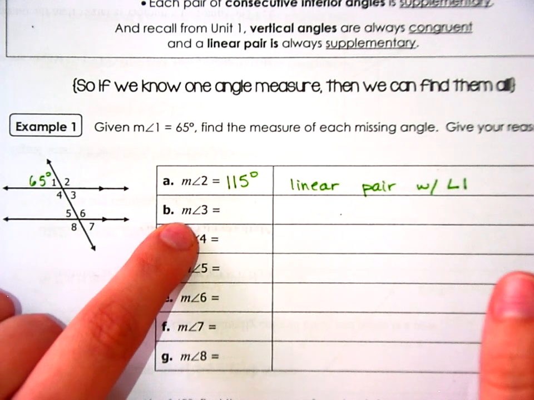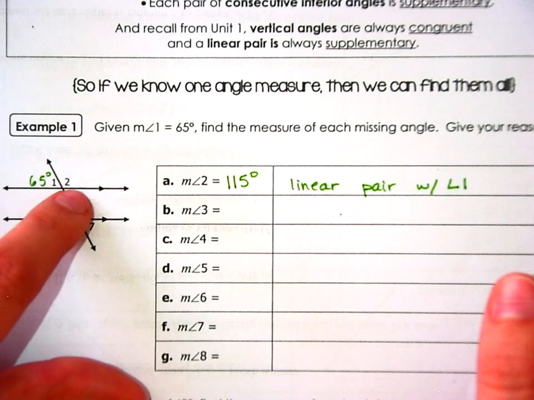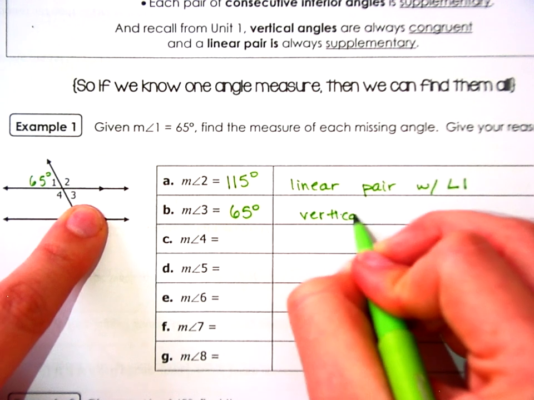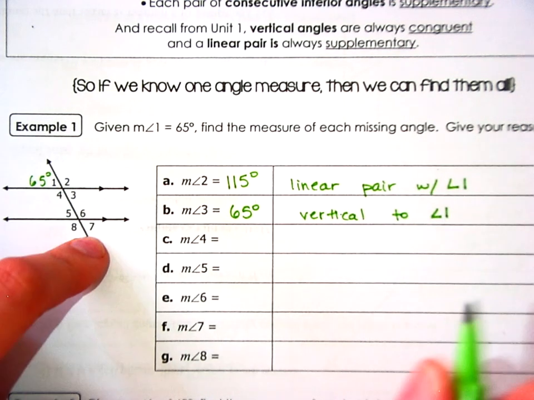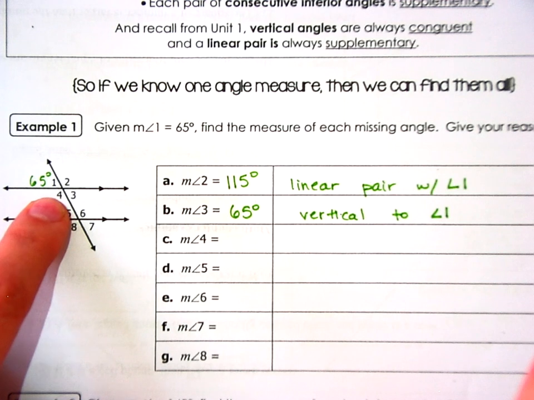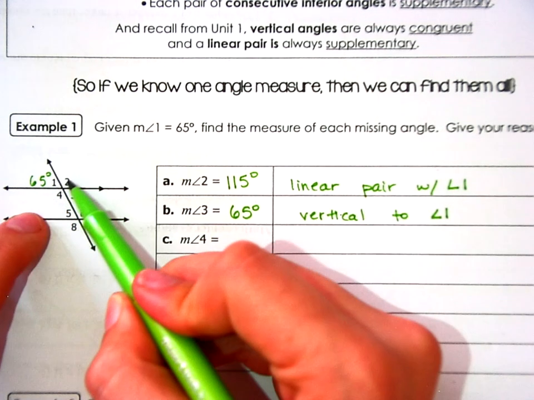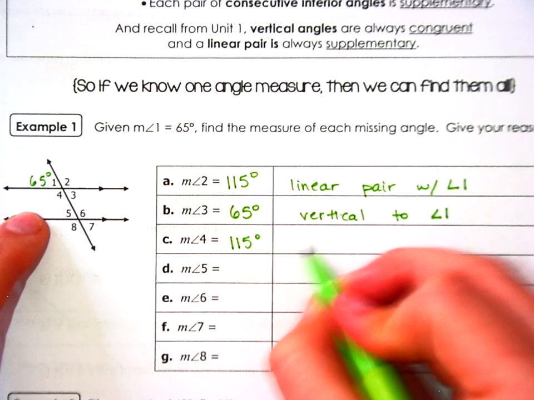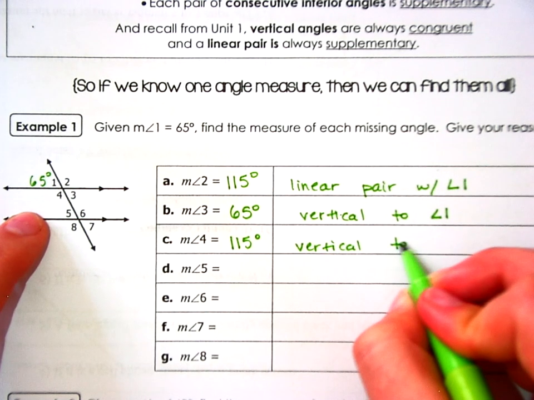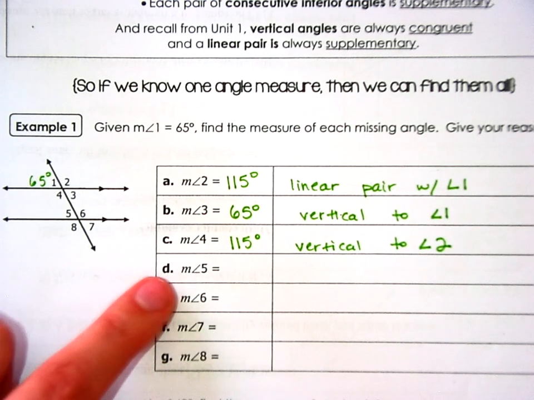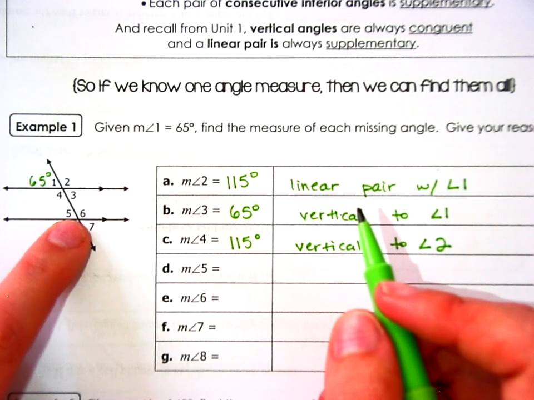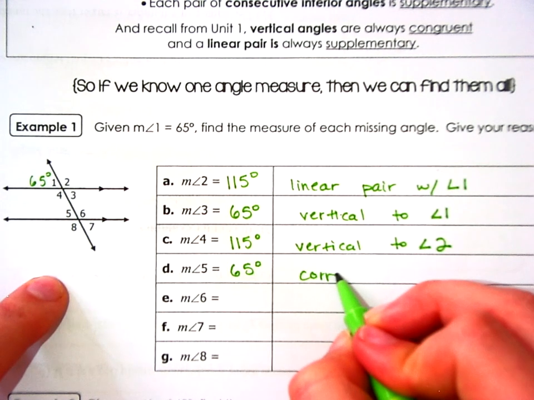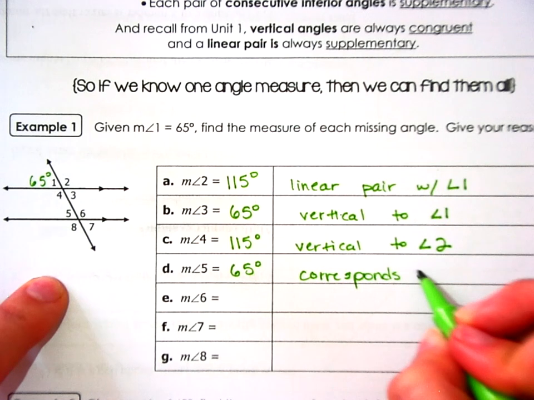All right, angle 3. Angle 3 is vertical to angle 1. That means it's congruent. So that is vertical to angle 1. Angle 4, two different reasons you can put down. I'm going to use the reason that it's vertical to angle 2. So it's the same as angle 2. Vertical to angle 2. The measure of angle 5, now we're moving down to this piece down here. Well, 5 corresponds to angle 1, so it's the same. So corresponds to angle 1.